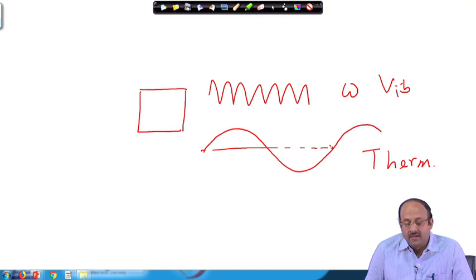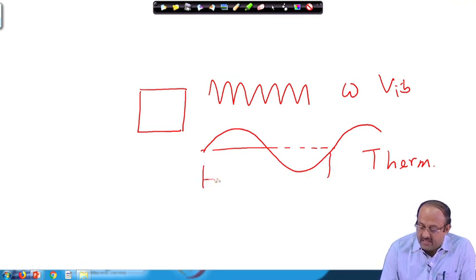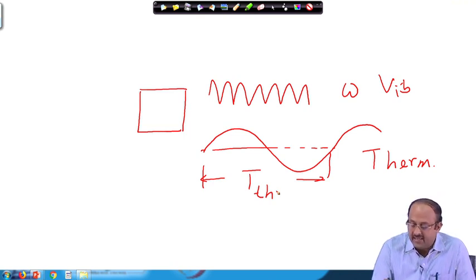Now, if this is a simple equipment, then maybe one complete cycle is good enough, but if it is a complex one, then we can have, let us say, 3 or more cycles. So, this is one thermal cycle, the time period for the thermal cycle. We vibrate it, and this is the mechanical vibration and this is the thermal cycle given.